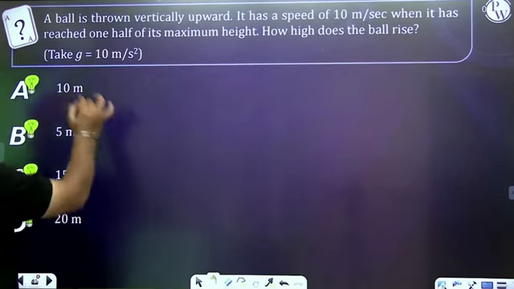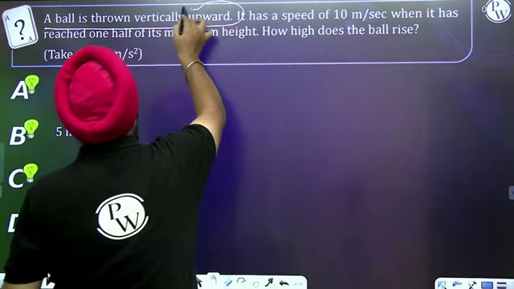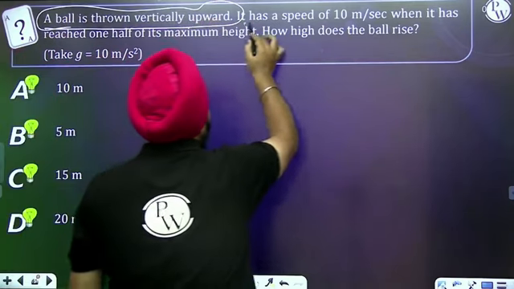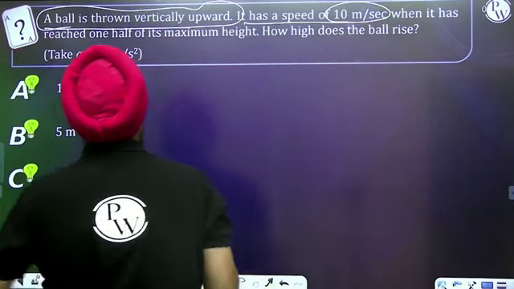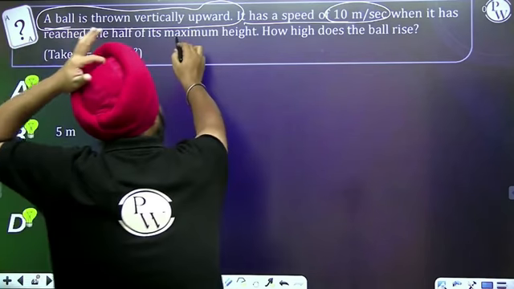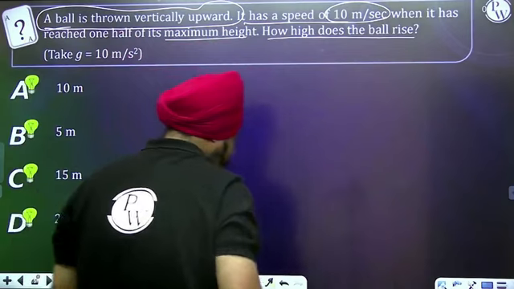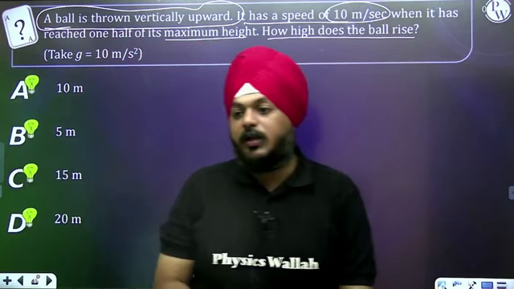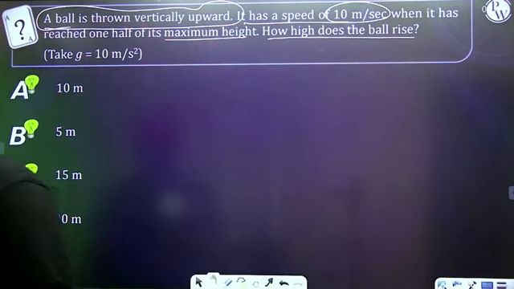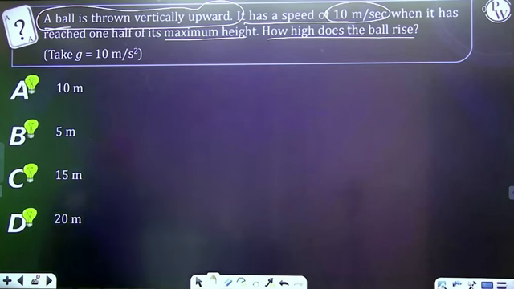A ball is thrown vertically upward from the ground. It has a speed of 10 meter per second when it reaches 1/2 of its maximum height. How high does the ball rise? This is a very nice question. First of all, I am giving you all 10 seconds to solve it. If you want 20 seconds, you can just pause this video and move on.